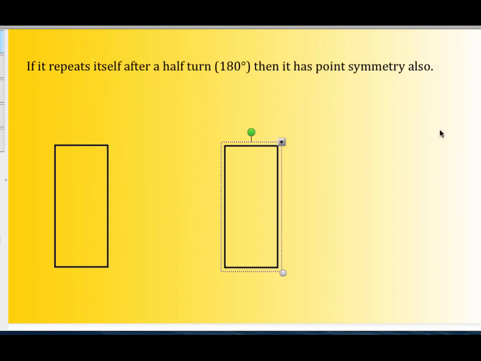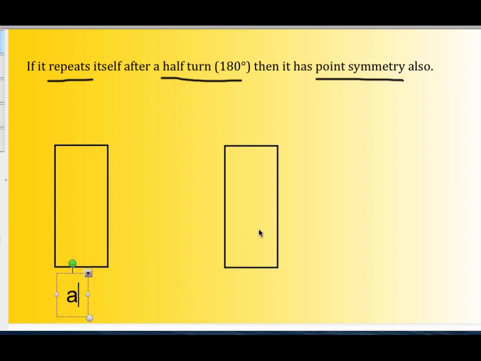Now, guys, just something to be a little bit aware of. This is not really year 5, but you can learn this anyway. If a shape repeats itself after a half turn, which is after a 180-degree turn, then we can say it's got point symmetry as well as rotational symmetry. So, for example, here is shape A, and I've replicated it over here in position B.